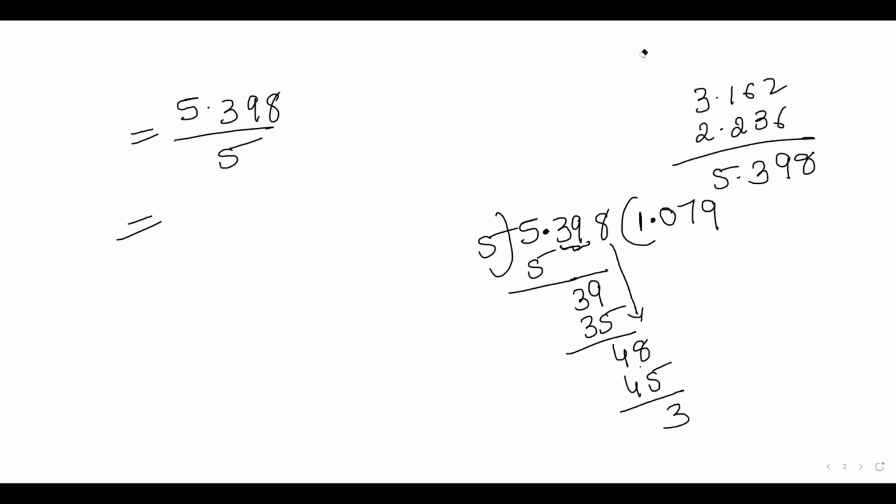If you have time, you can continue dividing and write 0, 5, 6, 30. But since he asked us to find up to 3 decimals, I will write my final answer as 1.79. This is your final answer.